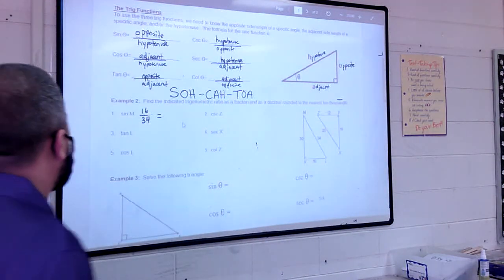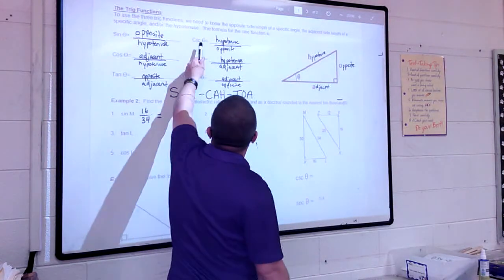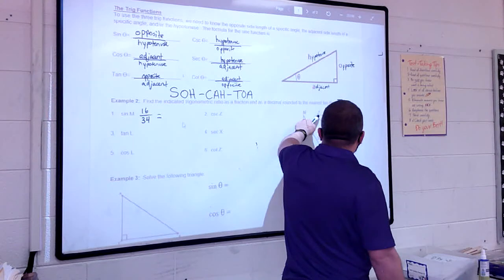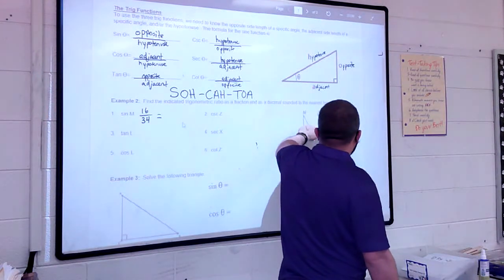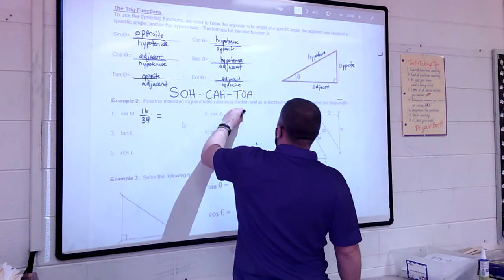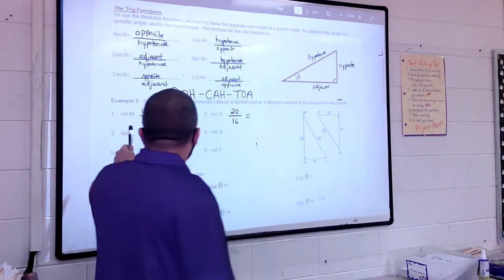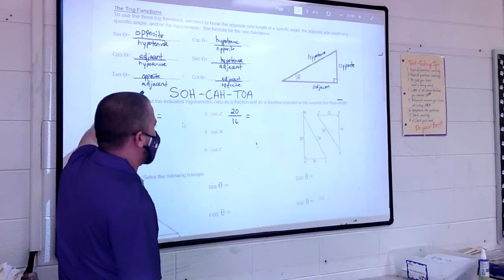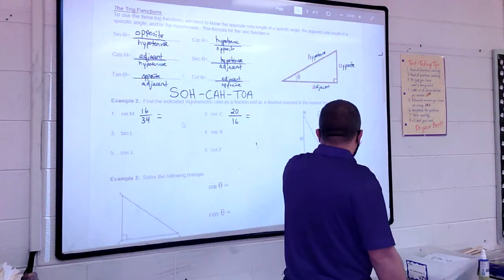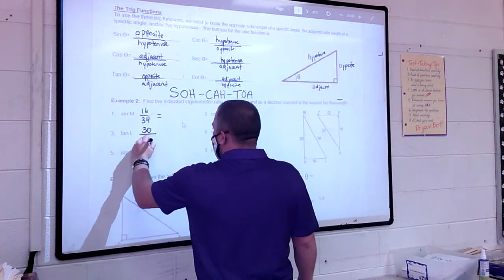Let's go to number 2. Cosecant of z. Cosecant is hypotenuse over opposite. We look at z. The hypotenuse is 20. The opposite is 16. So hypotenuse over opposite is 20 over 16, and we'll end up writing that as a decimal. Tangent of L. Tangent is opposite over adjacent. So we go to L. Opposite is 30. Adjacent is 16. So that's 30 over 16.